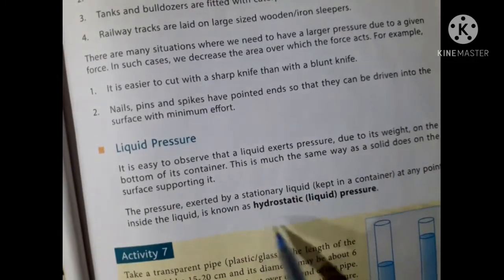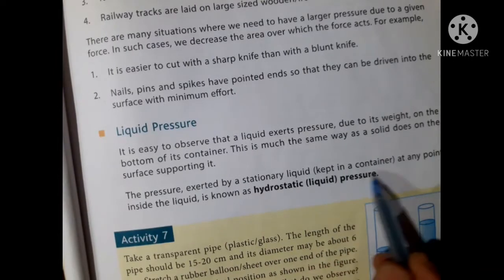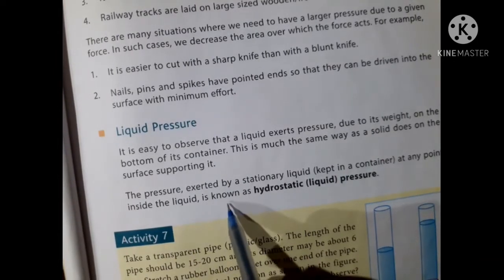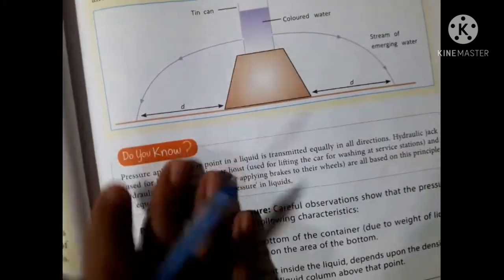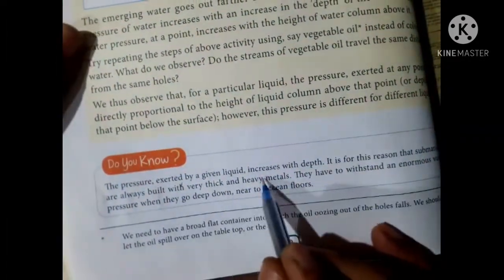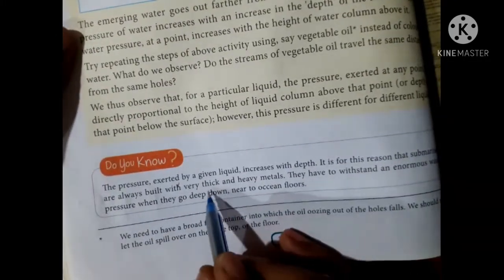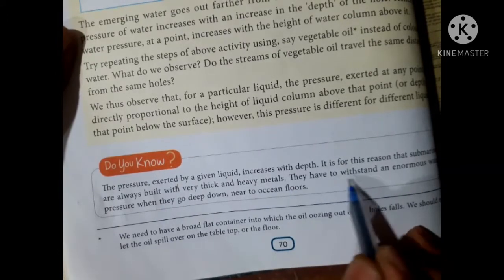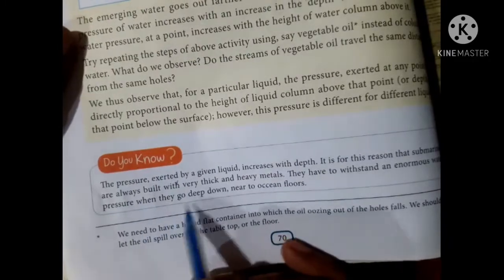Liquid pressure, hydrostatic pressure. The pressure exerted by a stationary liquid at any point inside the liquid is known as hydrostatic pressure, or liquid pressure. The pressure exerted by a given liquid increases with depth. It is for this reason that submarines are always built with very thick and very heavy metals. They have to withstand an enormous water pressure when they go deep down near ocean floors.